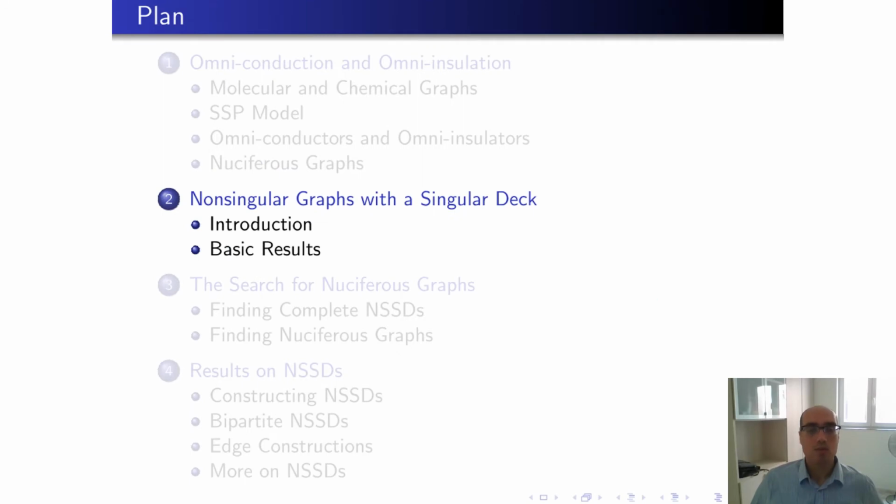Okay, so that concludes the chemical part of the talk. Now we have only mathematics. And as you realized, we are going to try to prove that there aren't any other nuciferous graphs, or perhaps prove that there are other nuciferous graphs. So that's the point of the next two parts of this talk.